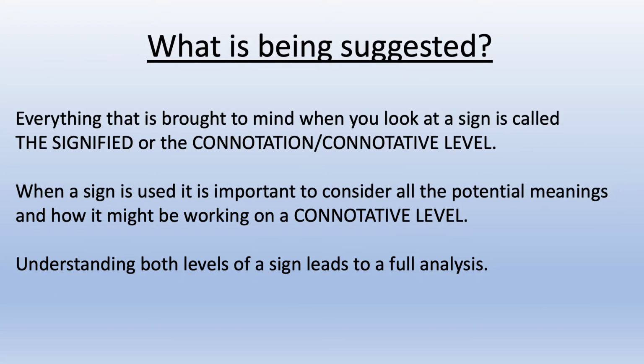What is being suggested? Everything that is brought to mind when you look at a sign is called the signified, or the connotation, or the cognitive level. When a sign is used, it's important to consider all the potential meanings and how it might be working on a cognitive level. Understanding both levels of a sign leads to a full analysis. So being able to understand possibly all the different meanings that could come to mind when looking at a sign, and when we say sign we mean literally anything, that is how you do a full analysis.